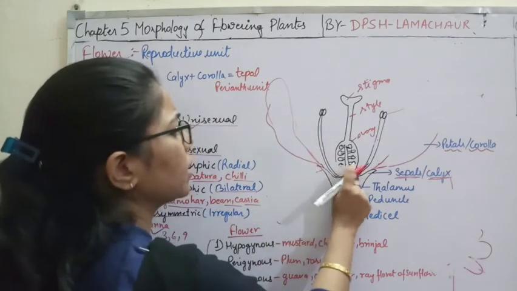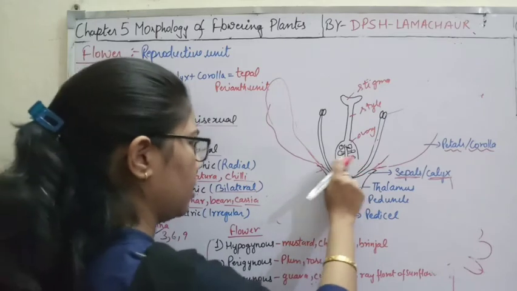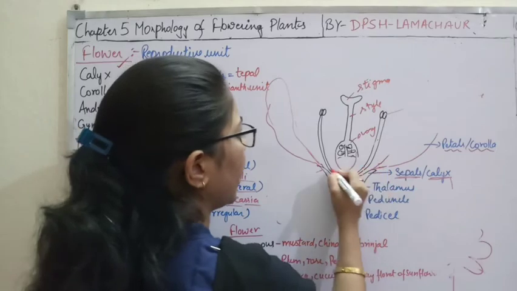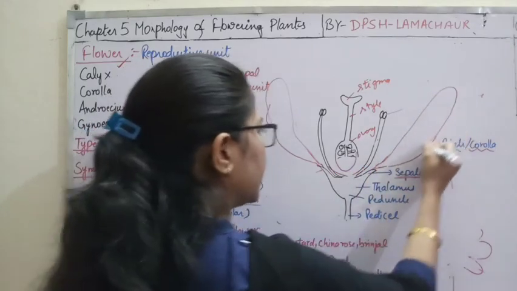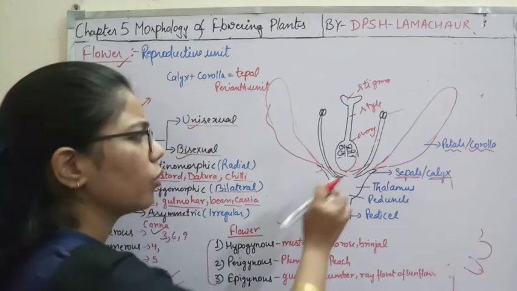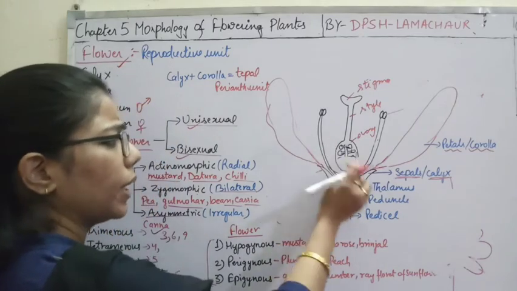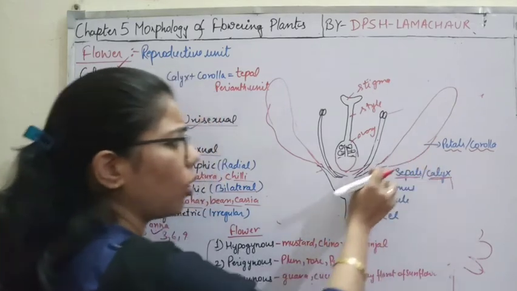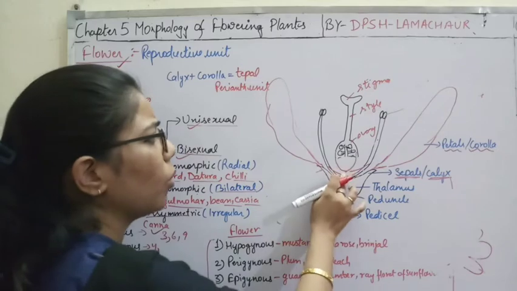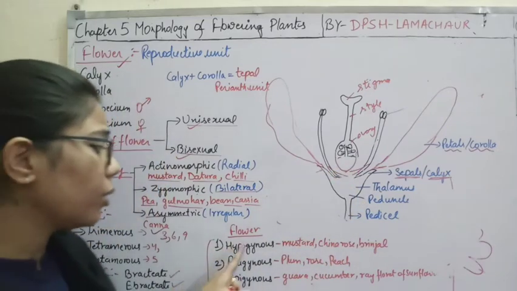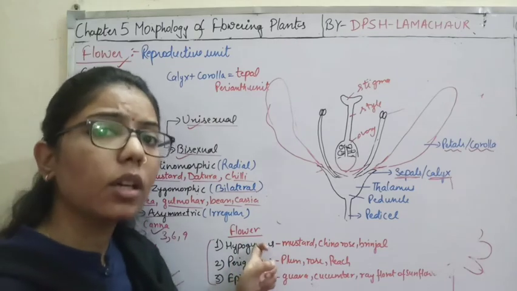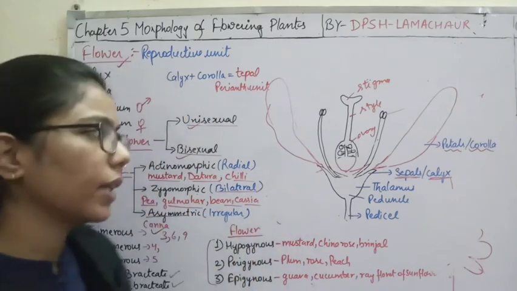Now in this case, the ovary will be superior. Everything present in this flower arises from below the ovary. So you are observing that the male part, the petals, the thalamus and the sepals are all present below the ovary. It means we can say that the ovary is superior here. So in the case of hypogynous, the ovary will be superior.